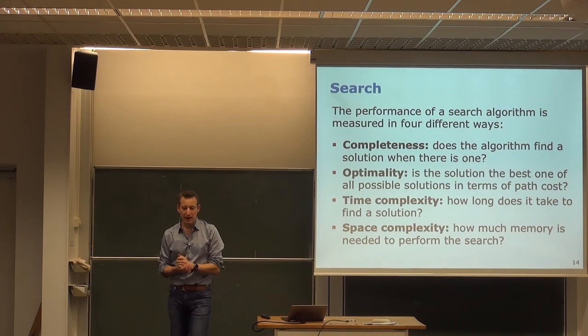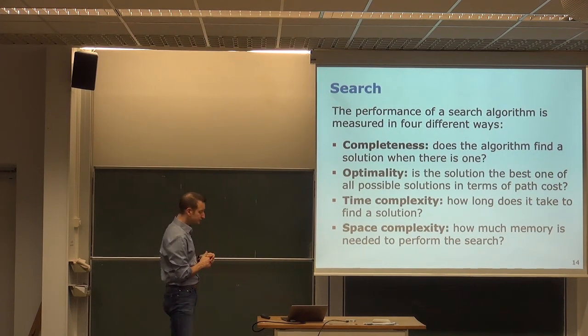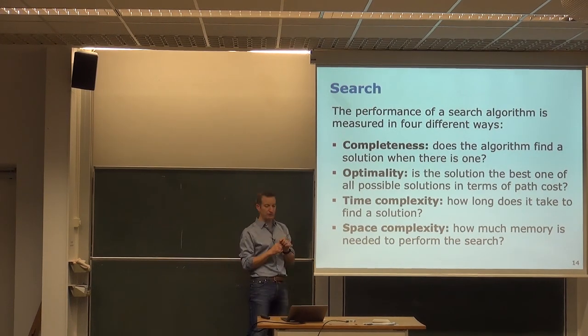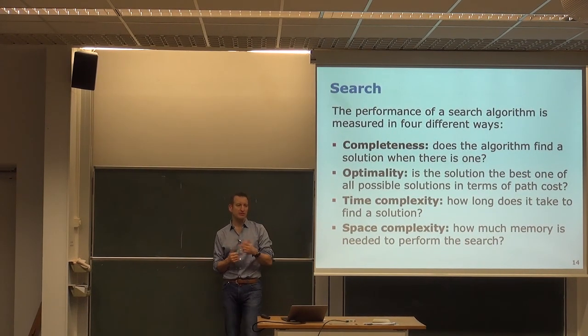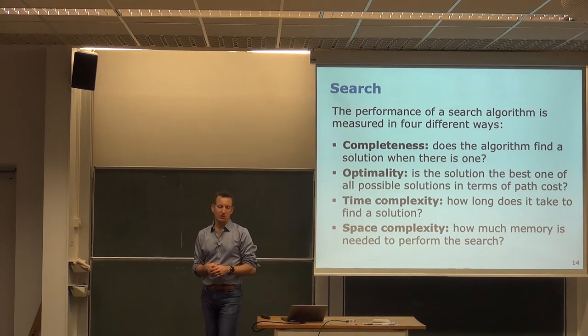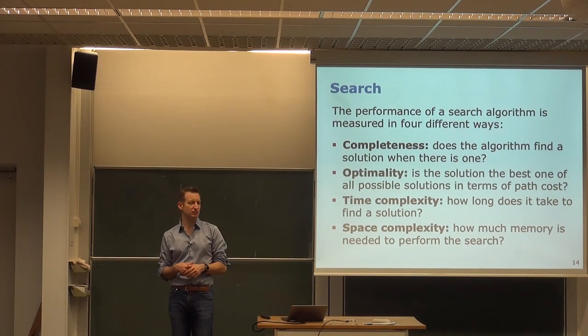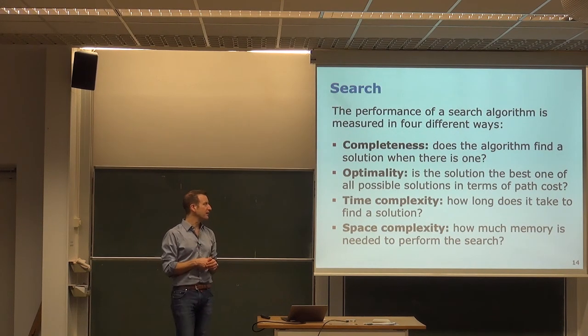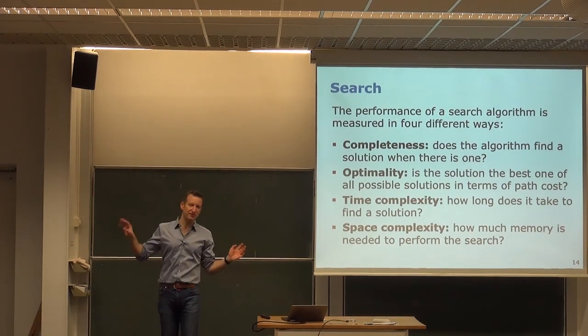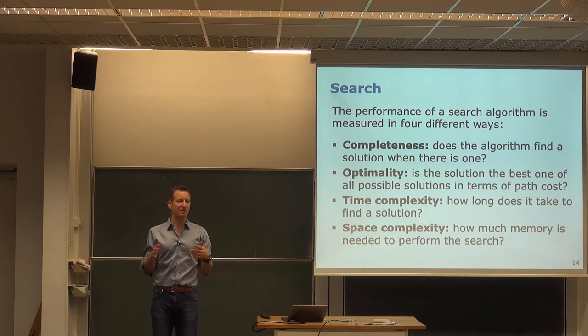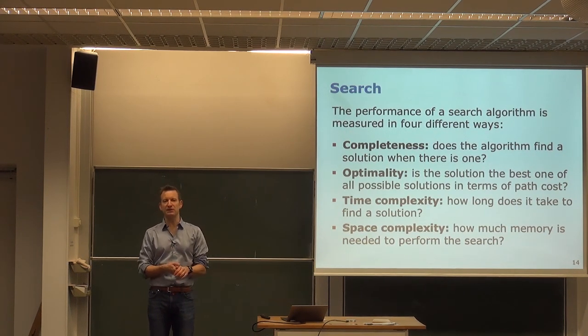Okay? And completeness means, does the algorithm actually report a solution if there exists a solution? So there can be algorithms, especially randomized algorithms, which may not be able to find a solution because there are random components in there. So typically, if you run your algorithms infinitely long, it will actually find a solution. But there are different variants of guaranteeing completeness or just providing completeness most of the time. So that's something that we typically want to take into account.